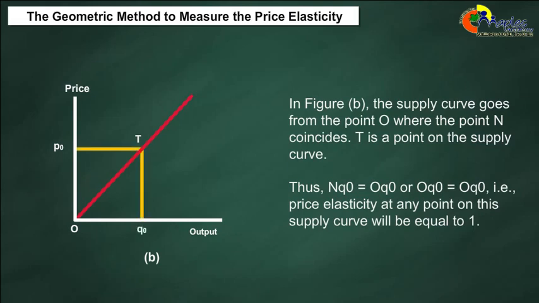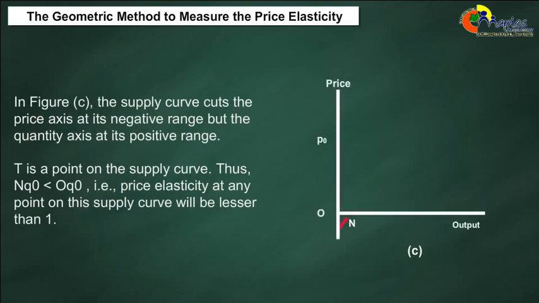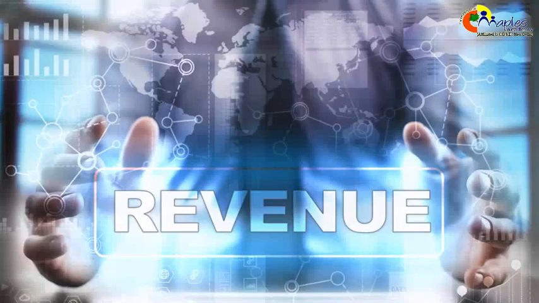In figure B, the supply curve goes from point O, where the point N coincides. T is a point on the supply curve. Thus, NQ0 is equal to OQ0, that is, price elasticity at any point on this supply curve will be equal to 1. In figure C, the supply curve cuts the price axis at its negative range but the quantity axis at its positive range. T is a point on the supply curve. Thus, NQ0 is lesser than OQ0, that is, price elasticity at any point on this supply curve will be lesser than 1.